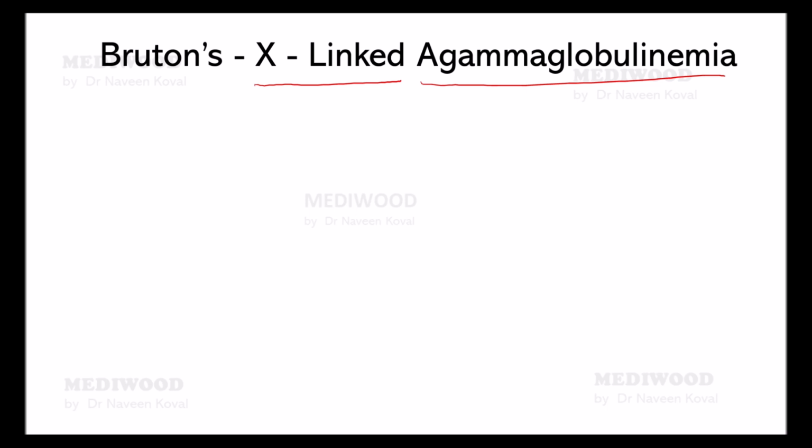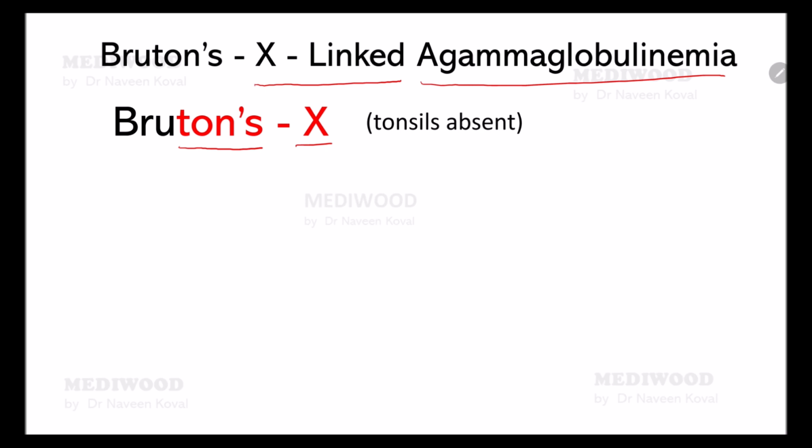So how do you remember that? Just think of this word, Bruton's X. The word itself has TONS and X, tons X. That means the tonsils will be absent in this particular condition. So if you get a case where the child is having absence of tonsils, you have to think about this disease.